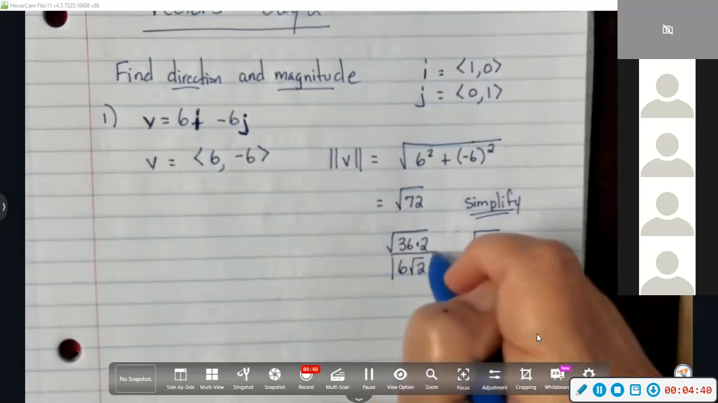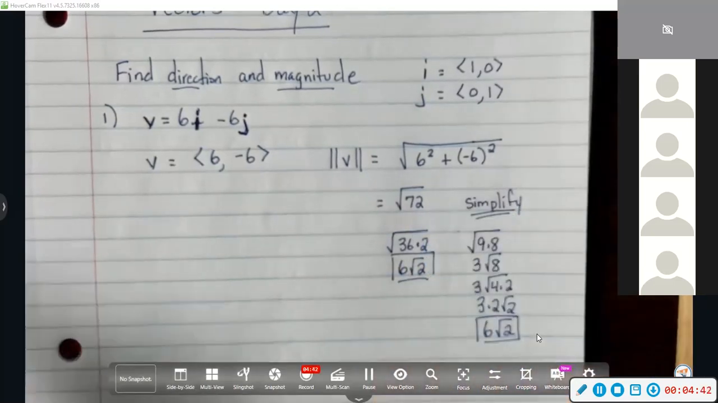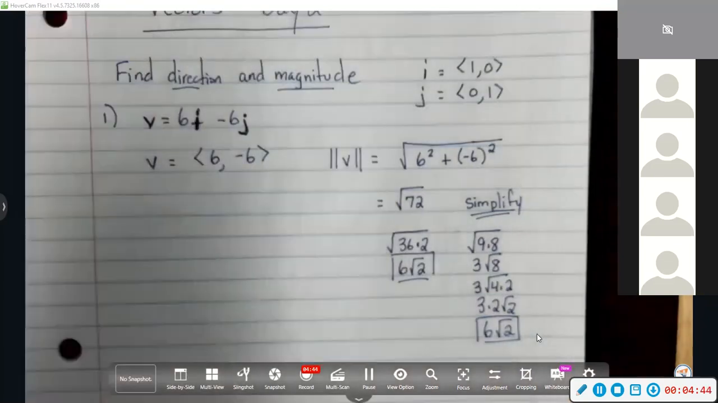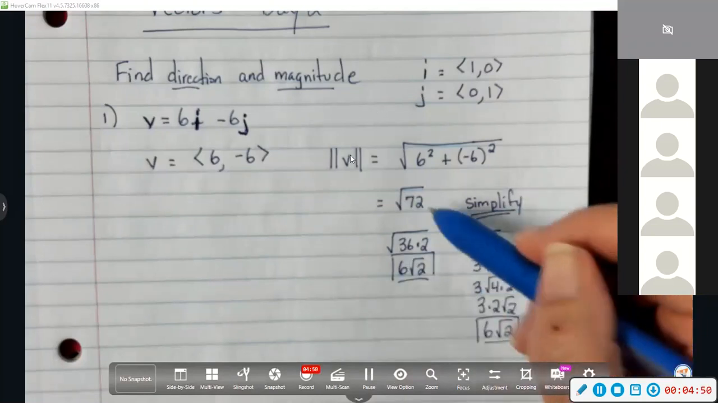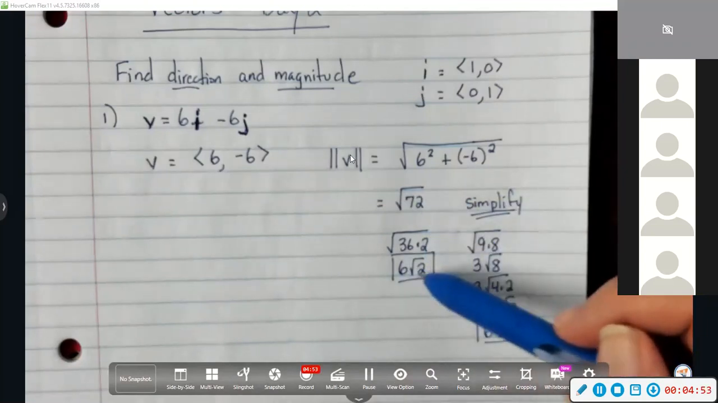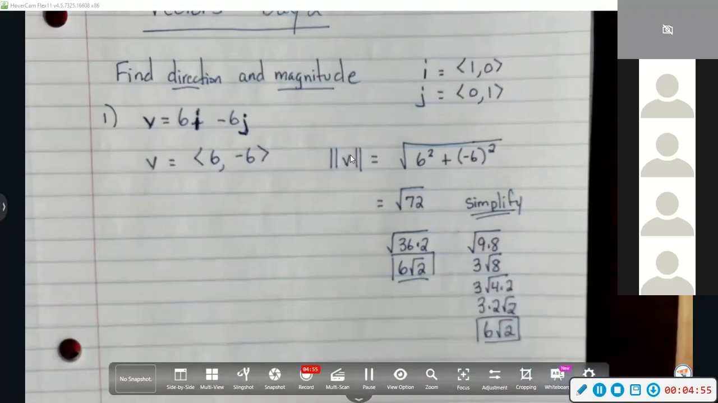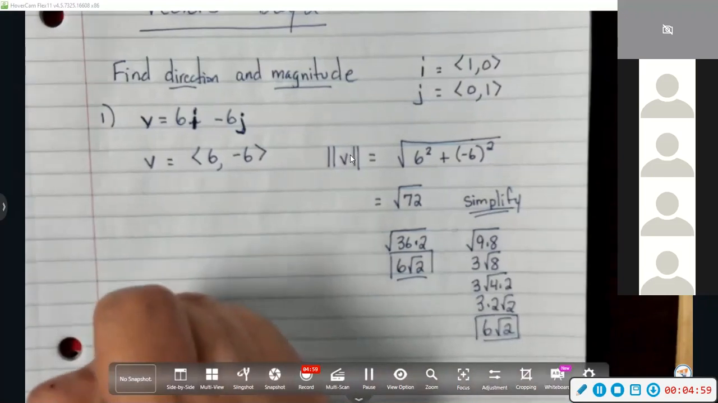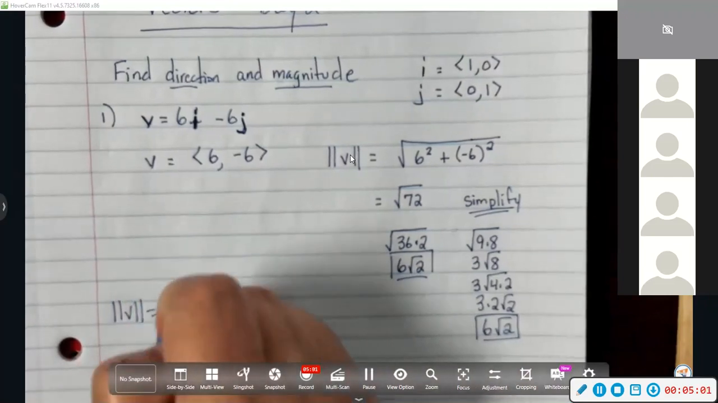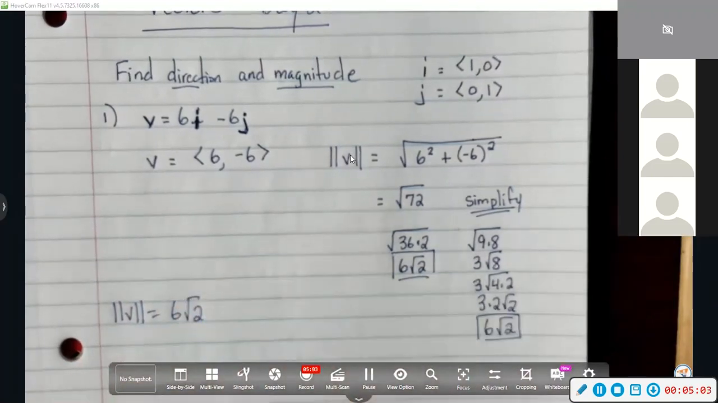There may be some other people that see the number 72 as 4 times 18 and go from there. So there are many different ways that we might simplify the square root of 72, but no matter what we do, we're going to come down to 6 times the square root of 2. So that is our magnitude. So the magnitude of v is 6 times the square root of 2.